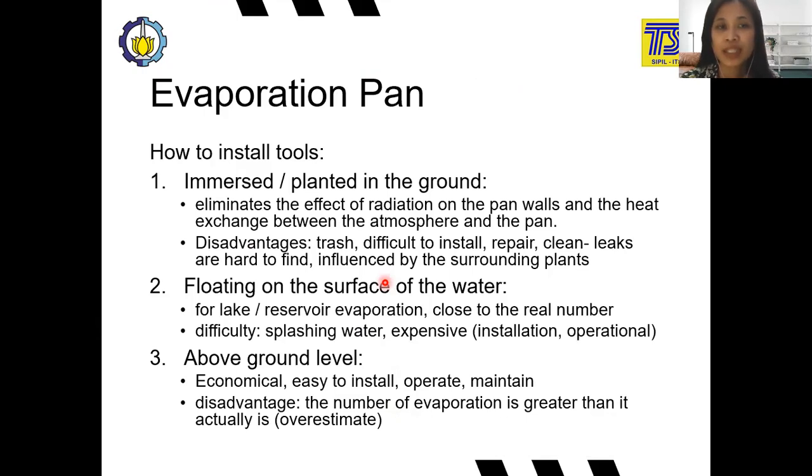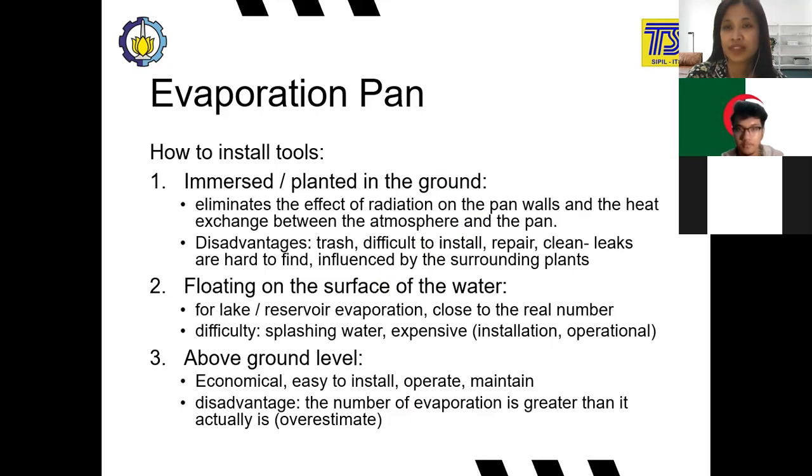And besides the atmometer, we can also use the evaporation pan, but there is no homemade evaporation pan. So this is the regular evaporation pan. How do we install this evaporation pan? As you have already seen, because of its name, the evaporation pan is similar to a pan. To install it, there are three ways. First, you can plant it in the ground, so it is immersed or planted inside the soil.